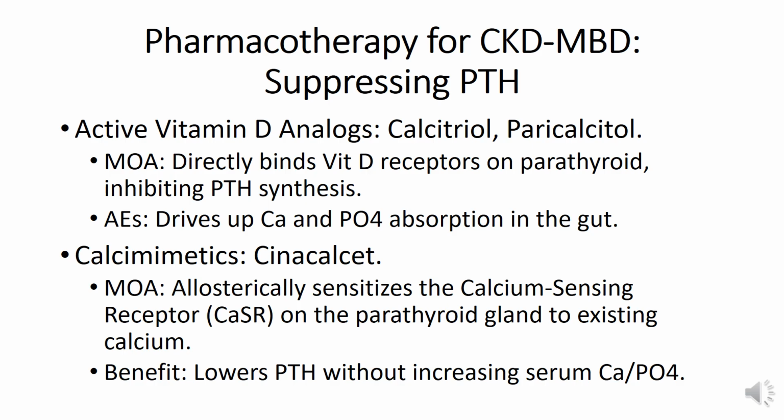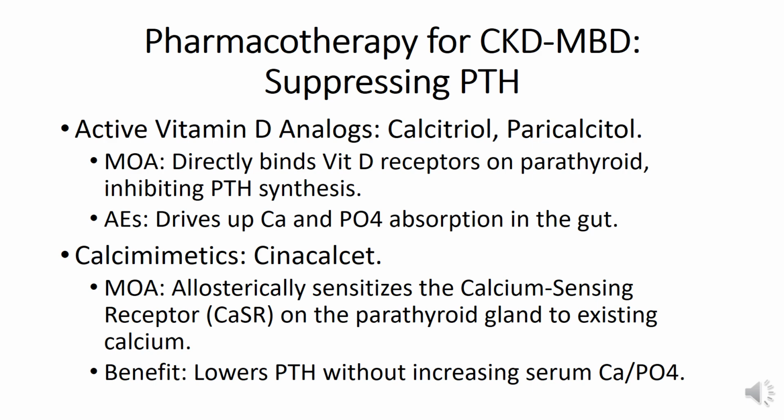In clinical practice, both active vitamin D analogues and calcimimetics are often used together. They target parathyroid hormone from different angles. Vitamin D analogues reduce parathyroid hormone gene expression. Calcimimetics reduce parathyroid hormone secretion sensitivity. This dual approach provides better control of chronic kidney disease, mineral and bone disorder.